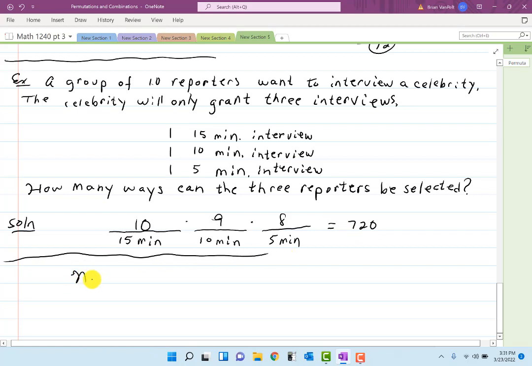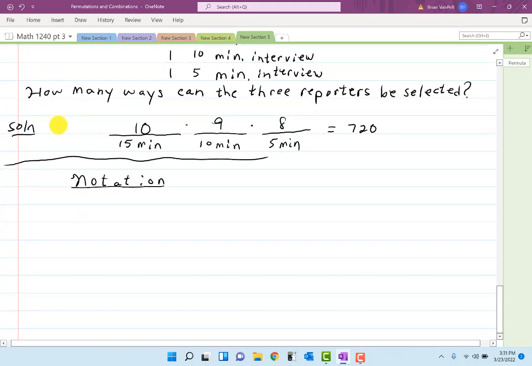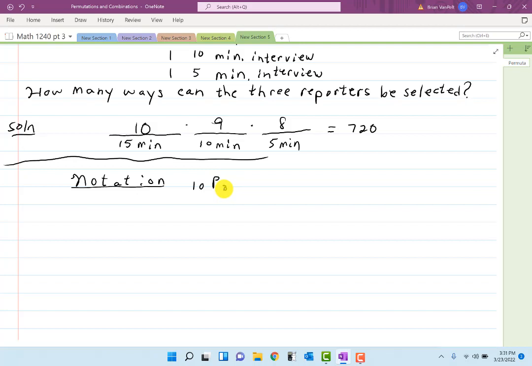I'm going to introduce in here a notation. It looks like this. In the last problem, we did something where we had 10 people to choose from, and we selected 3 of them. There's a notation here. I got it written here. It's 10P3, and the 10 and 3 are slightly lower than the P. But this means to take the number of permutations of 3 things taken from a group of 10.